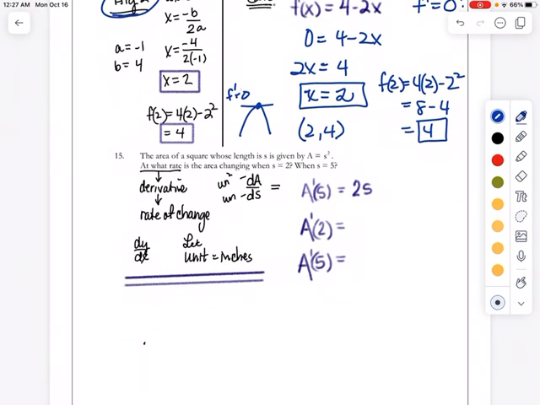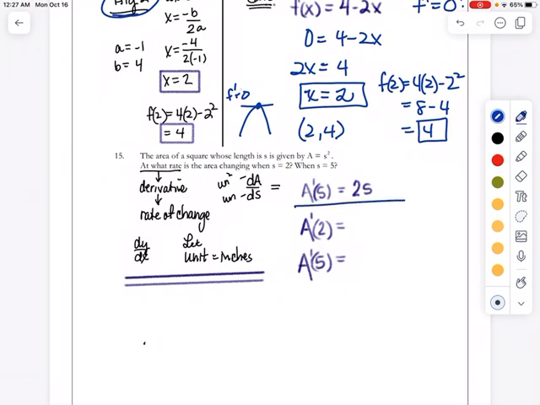One more, and it should polish off this lesson. The area of a square whose side length is s is given by A equals s squared. And at what rate is the area changing when s is equal to 2 or when s is equal to 5? So the derivative is a rate of change. And so what rate is the area changing when s is 2?